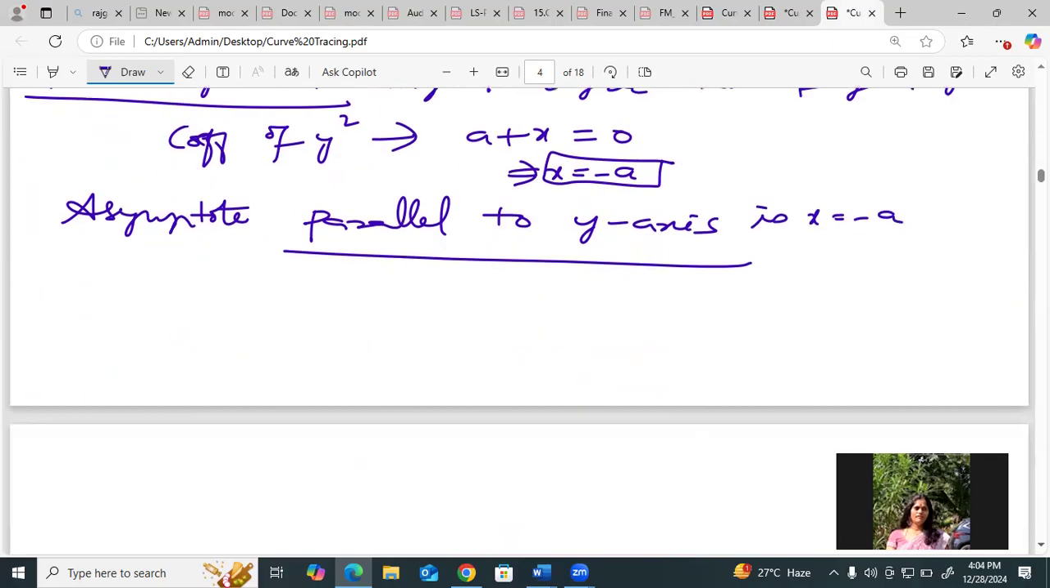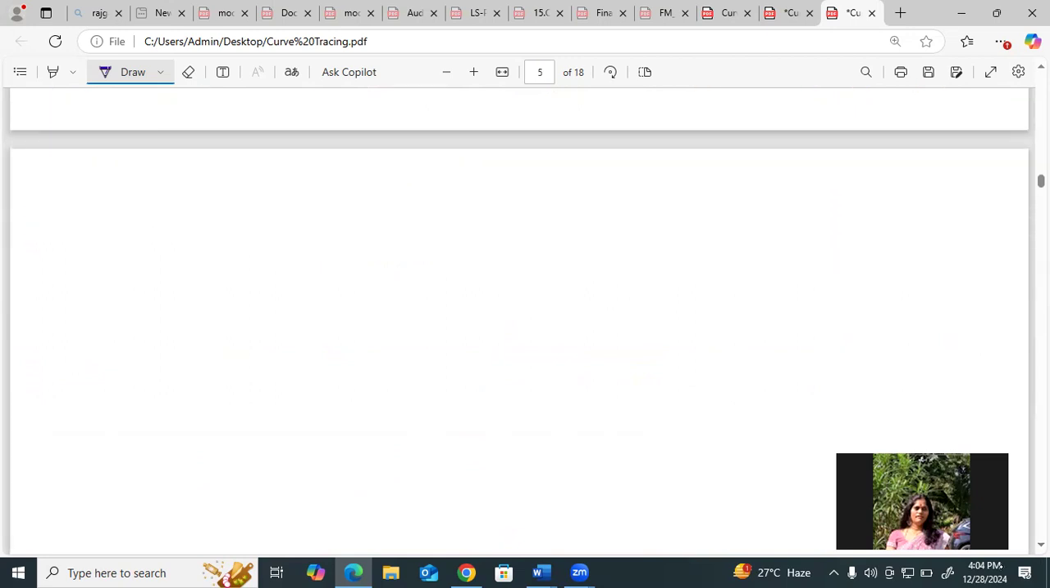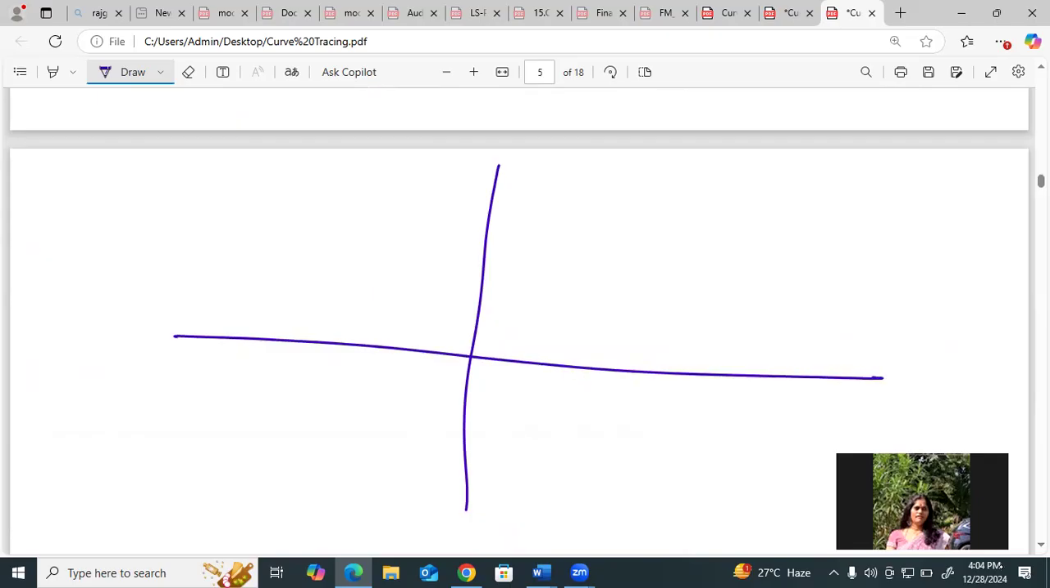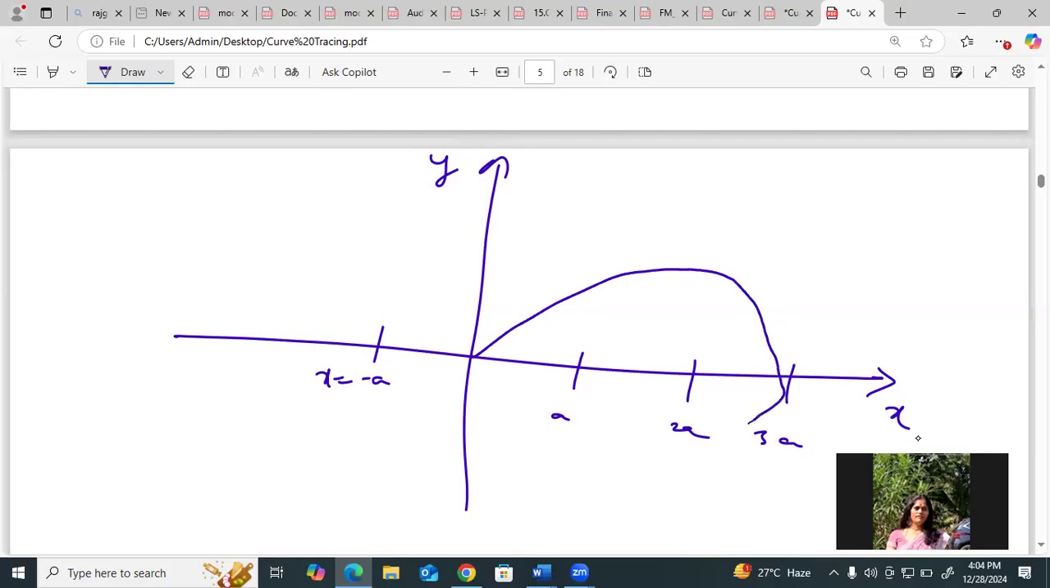Now, I know that it is a node, and I know it is intersecting with the x-axis at x is equal to 3a. This is a, this is 2a, this is 3a. This is my y-axis, this is my x-axis. This is x is equal to minus a, this is a, 2a, 3a. The node should be something like this. Now there's an asymptote, so the curve can't go beyond the asymptote.